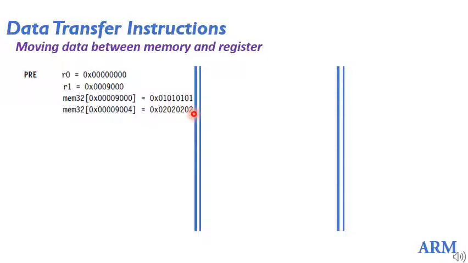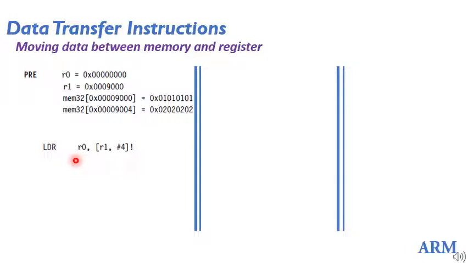Now I will be executing this instruction: LDR R0 comma in brackets R1 comma hash 4 exclamation. This is an example of pre-indexing with write back. Don't bother about the registers R0 and R1 written in lower case. It's one and the same.